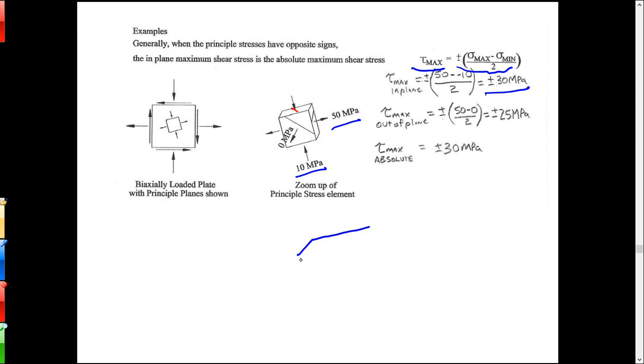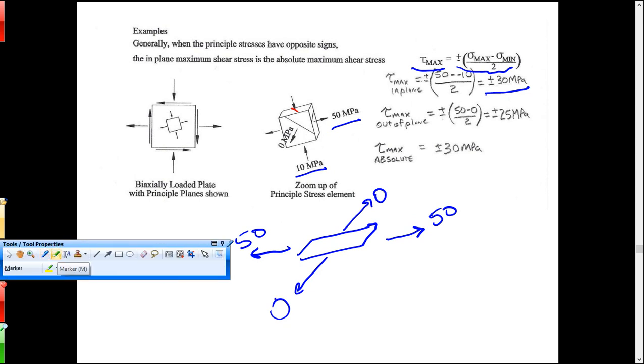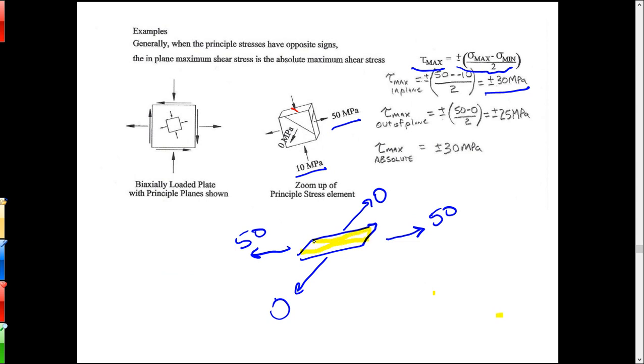Now, what we can also do is look at this plane up here and say, okay, that's got 50 acting on it like that. And then it's got sigma z, which is coming off that way, and that's zero, okay? And we could look at that plane and see what the maximum shear stress is on that plane, just to be sure that isn't our absolute maximum stress. In that case, sigma max would be 50, sigma min would be zero, so plus or minus 50 minus zero over 2, that'd be plus or minus 25. So when you compare the two, in this case, it turns out that the in-plane stress governs, because it's bigger than 25. So in that case, it's no big deal. It's the in-plane shear stress that's the biggest. That's what you would design that plate for.